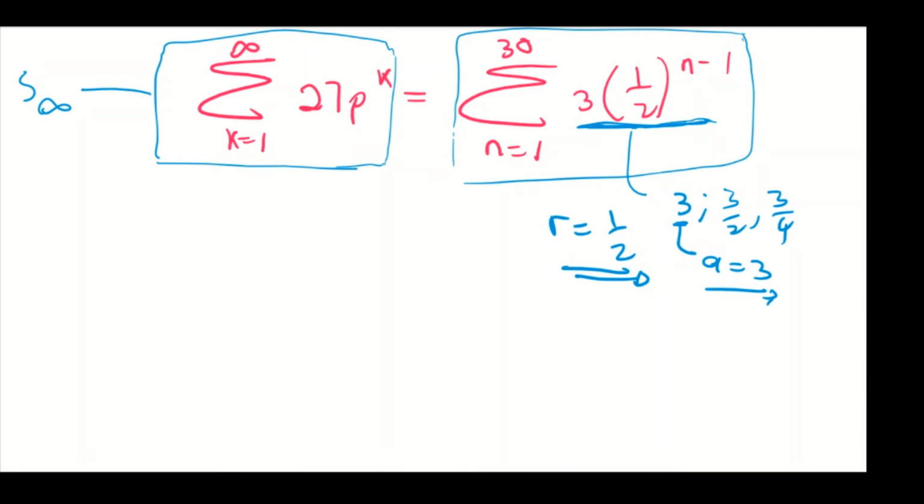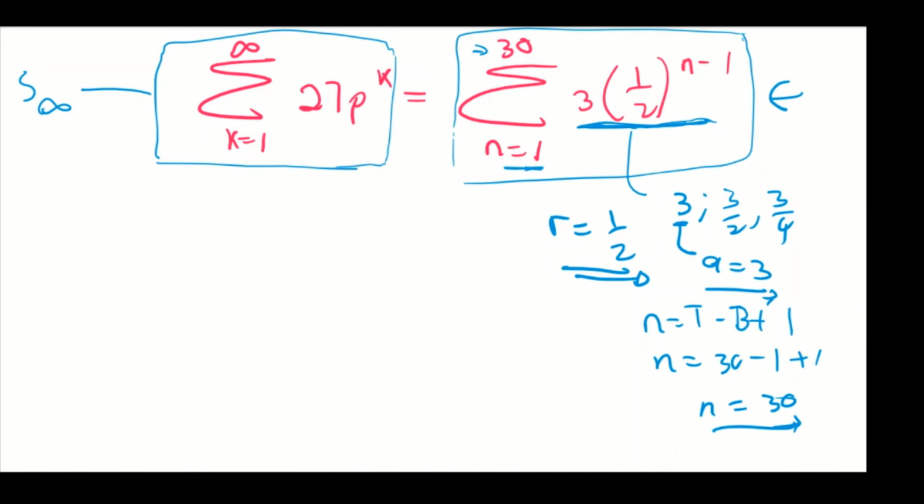And what we need to note is we will find our n very easily because n is equal to top minus bottom plus 1. So n is equal to our top value, which is 30 there, minus our bottom, which is 1, this portion here, plus the 1, so it's going to be 30. So we have everything for this side, and let's just find the first 3 terms of this one here.